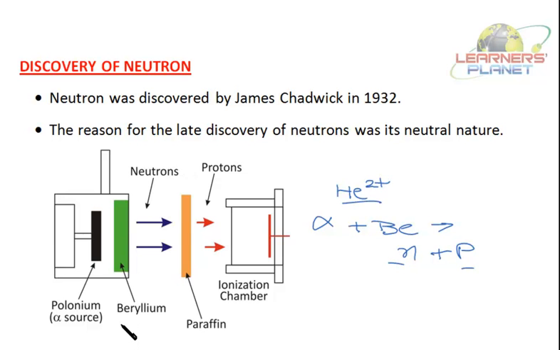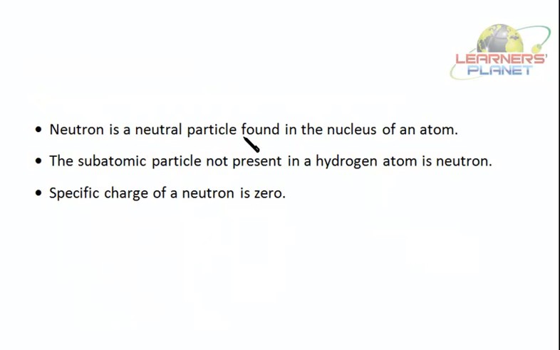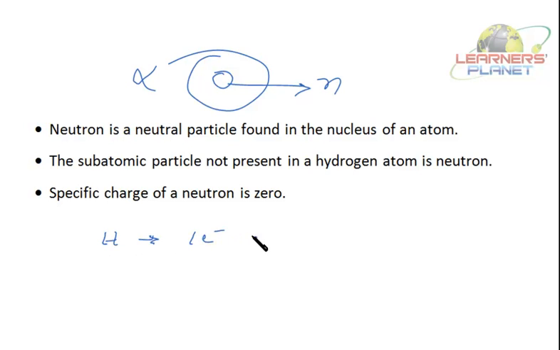Do remember this. And neutrons are neutral particles. Neutron is a neutral particle found in the nucleus of an atom. These alpha particles penetrate the atom of beryllium and eject neutrons from it. Now this subatomic particle is not present in the hydrogen atom. See, neutron is not present in hydrogen atom. In hydrogen atom there is 1 electron and 1 proton.